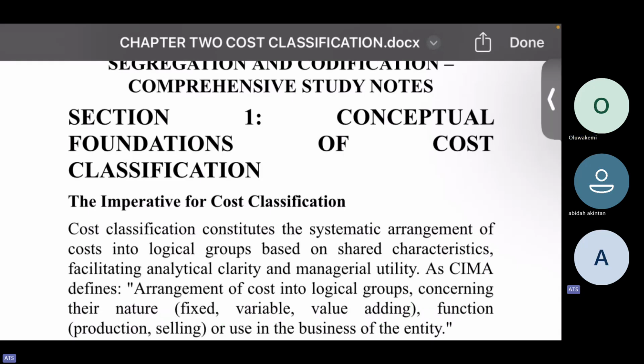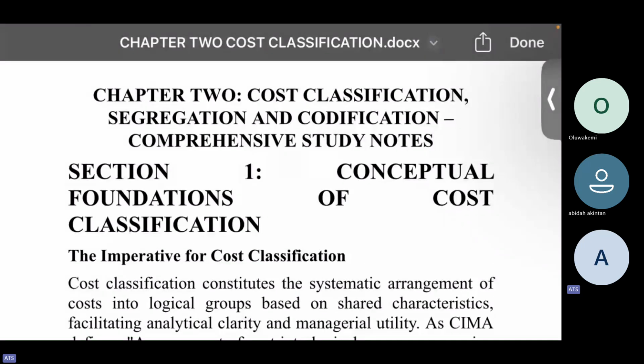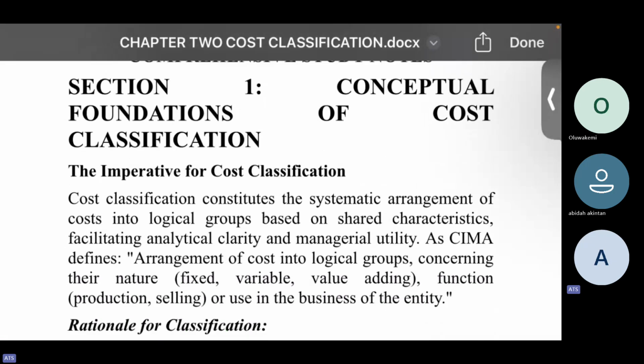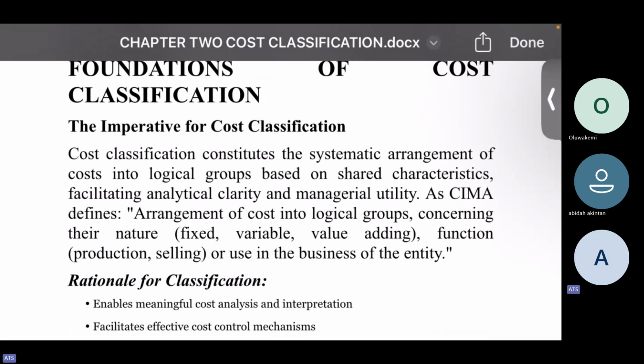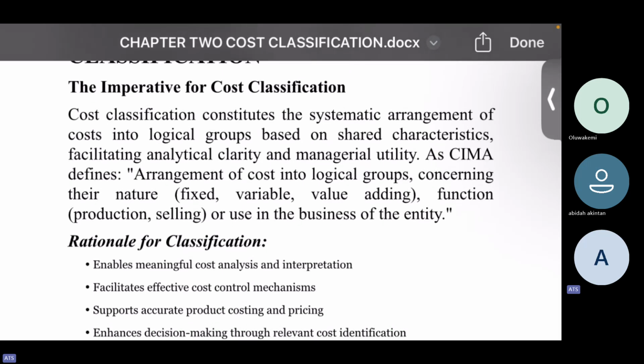Okay. So now let's go to the second topic, cost classification, segregation, and codification. Now, why do we even need to classify costs? I talked about cost classification earlier as one of the processes involved in the cost accounting system, right? So why do you think we need to classify costs?